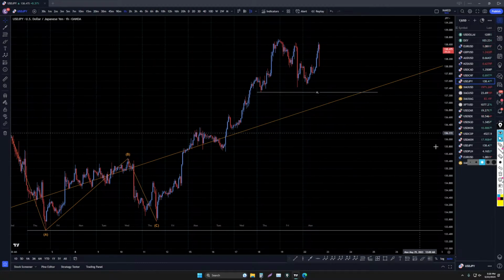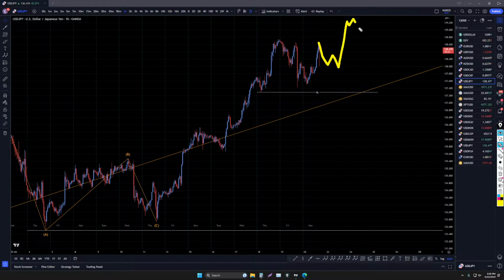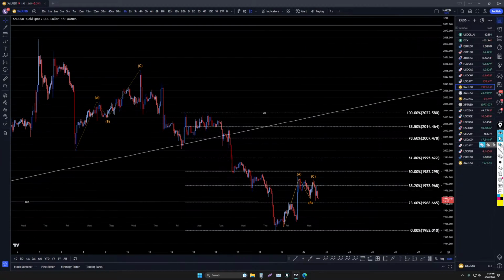So US dollar yen, I definitely still think that this is going up. No reason so far to think otherwise. It should just continue to make higher highs, higher lows. And gold looks, I think gold's going down. I think this right here is the end of this move down.